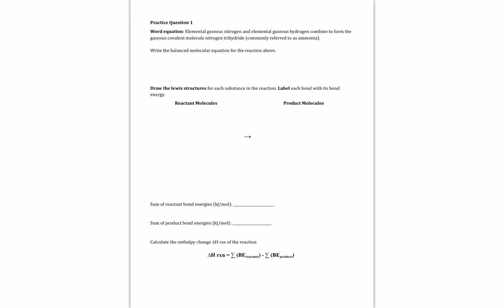In this reaction, elemental gaseous nitrogen and elemental gaseous hydrogen combine to form the covalent molecule nitrogen trihydride, which is more commonly referred to as ammonia. Write the balanced chemical equation. In this reaction, 1 molecule of nitrogen will combine with 3 molecules of hydrogen to form 2 molecules of NH3, ammonia. Now we have to draw the Lewis structures for each of these molecules to understand which bonds need to be broken and which bonds need to be formed.